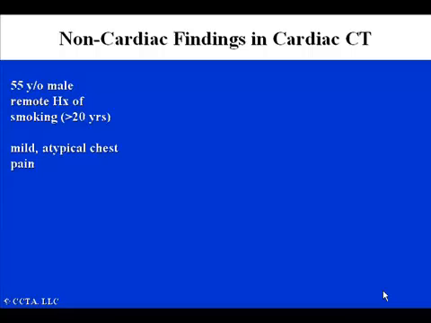Here's an example of a non-cardiac finding in a patient referred for cardiac CT. This is a 55-year-old man who has a remote history of smoking and presented to his physician with mild atypical chest pain. It was determined that a CT coronary arteriogram would be an appropriate examination.